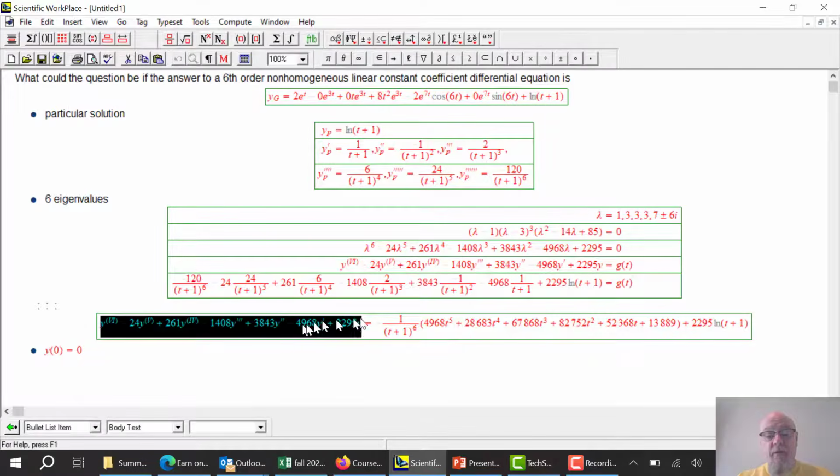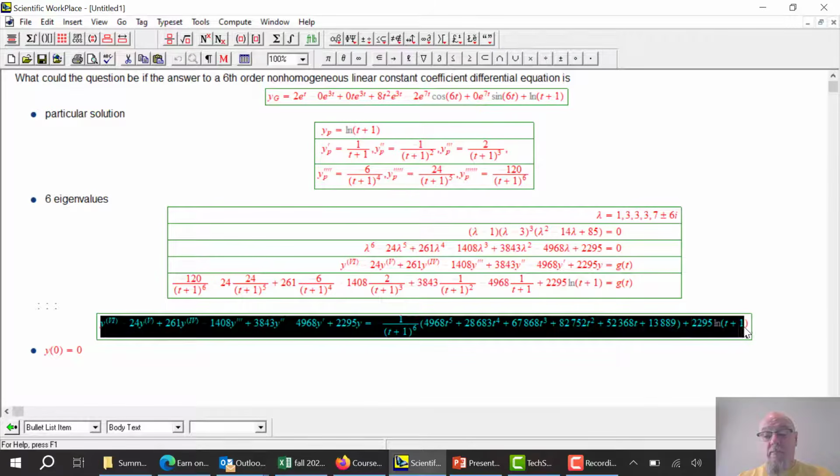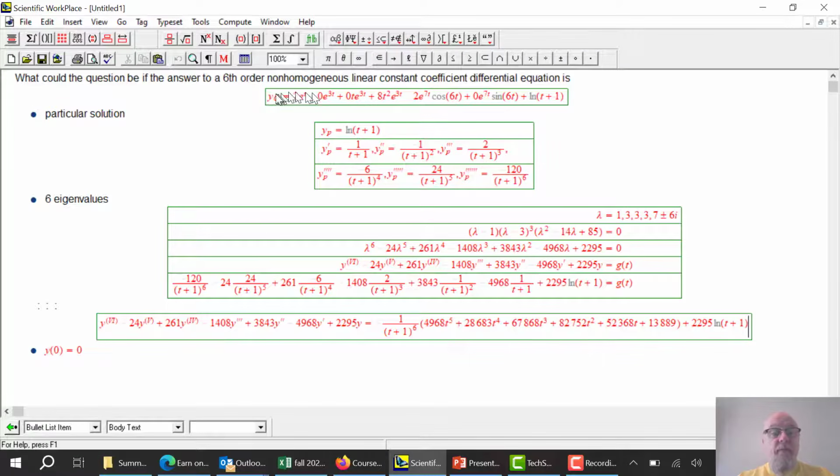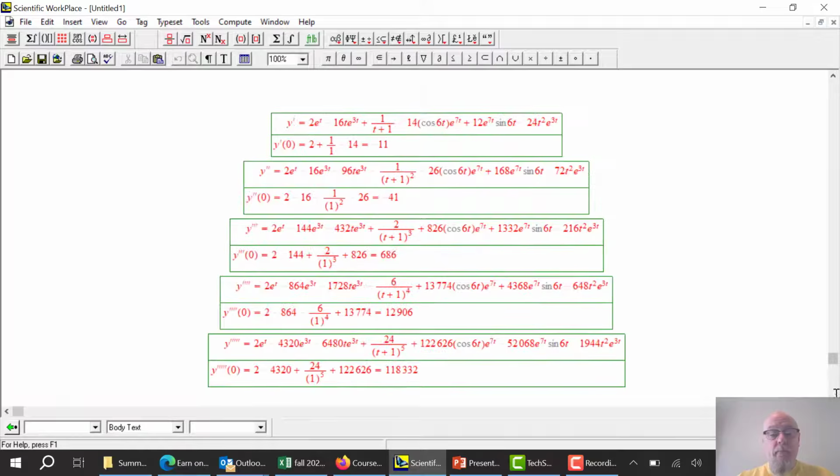This must be the differential equation for which this is the general solution, with the particular solution of ln of t plus 1, and the rest of the pieces being the homogeneous solution. So this is our differential equation. It's sixth order, so we also get 6 initial conditions. We have y naught equals 0, y prime naught equals minus 11, etc. So we've got all the initial conditions.